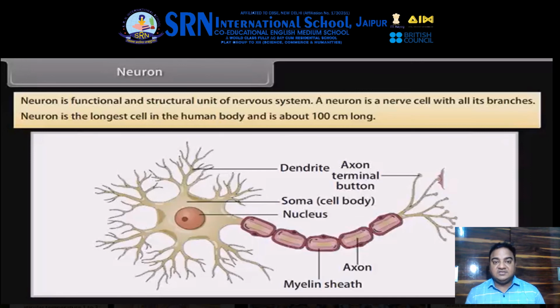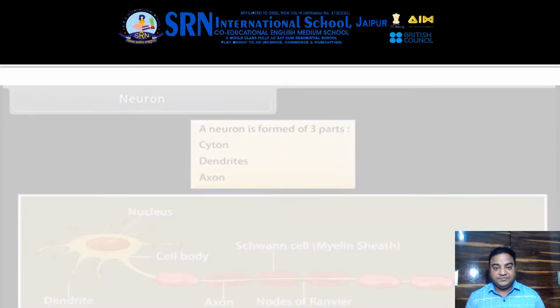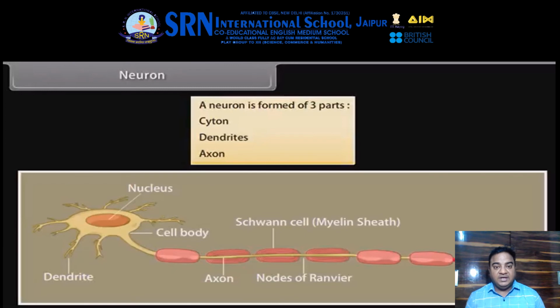The neuron is the functional and structural unit of the nervous system. A neuron, a nerve cell with all its branches, is the longest cell in the human body and can be 100 centimeters long. For your information, dear learners, there is an important fact that nerve cells once damaged cannot be replenished back. Now, the neuron here is actually divided into three parts: the cyton, the dendrites and the axon. The long chain-like structure is called the axon and the central body is called the cell body.